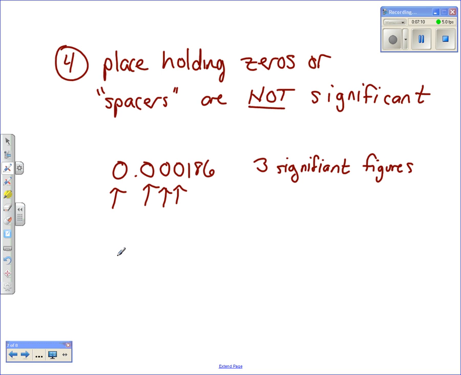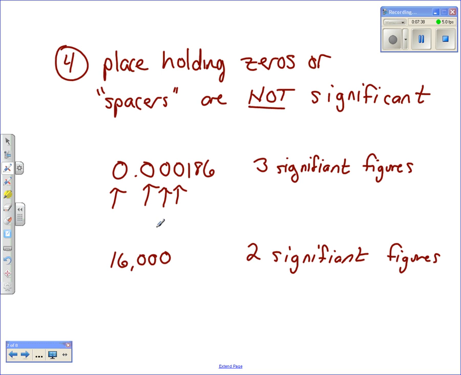Okay, and another example of this might be 16,000. 16 is significant, but the 3 zeros that push it out into the thousands place are not. They're just placeholders. They're just pushing the 16 out further. So therefore, this would only have 2 significant figures.